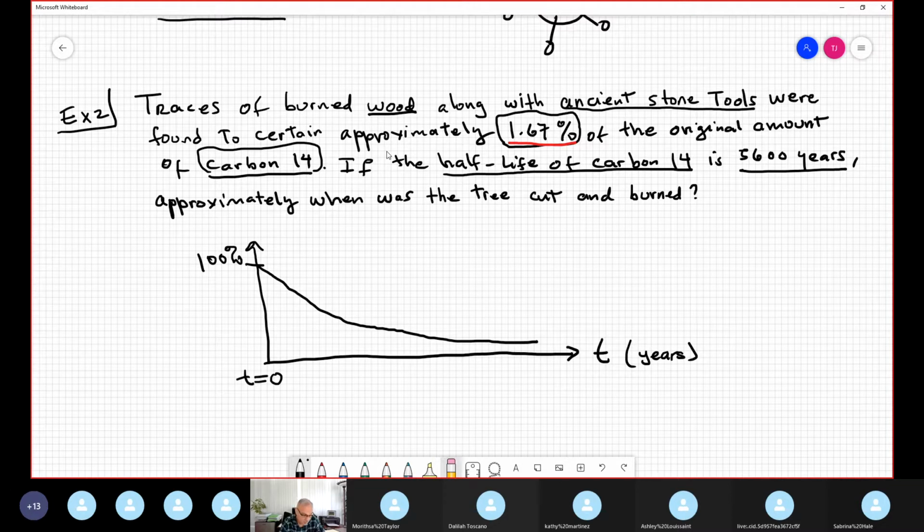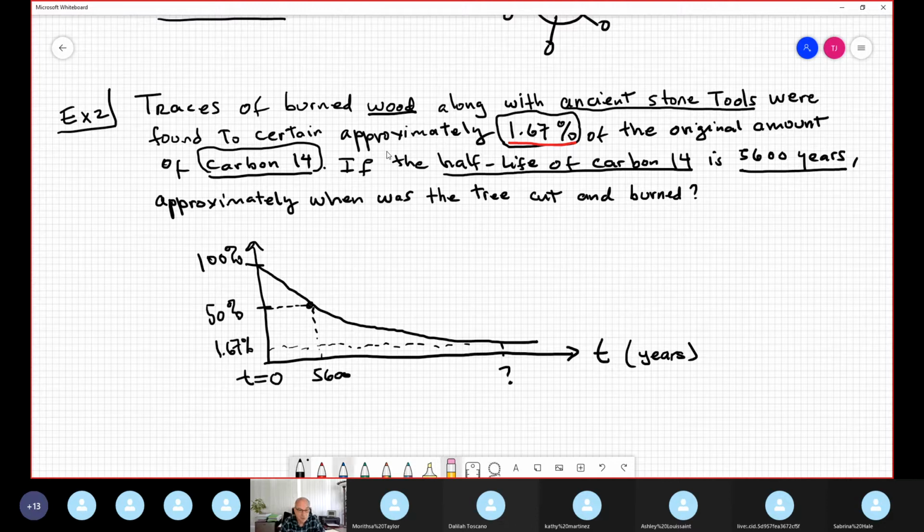At one specific time, okay, I don't know, I have no idea, question mark, we have this percentage. It's too small, it's 1.67%. But I know specifically for this chemical element, carbon 14, the 50% is 5,600 years.